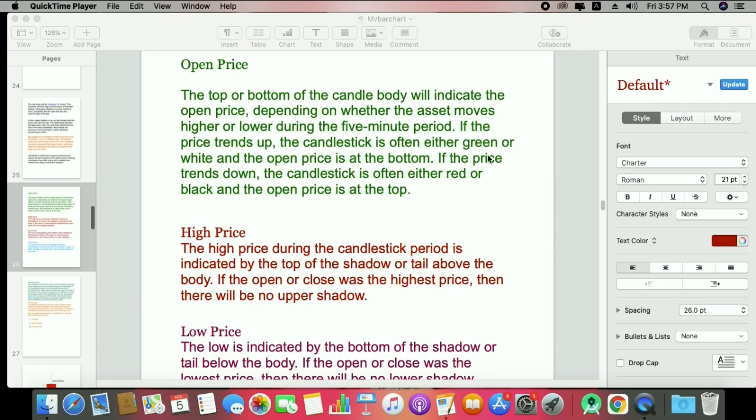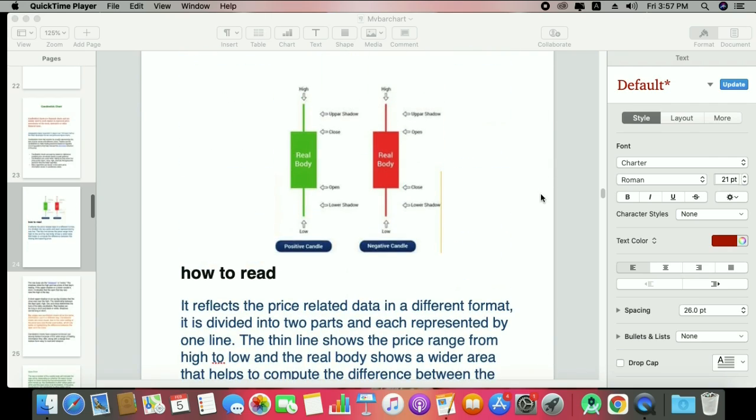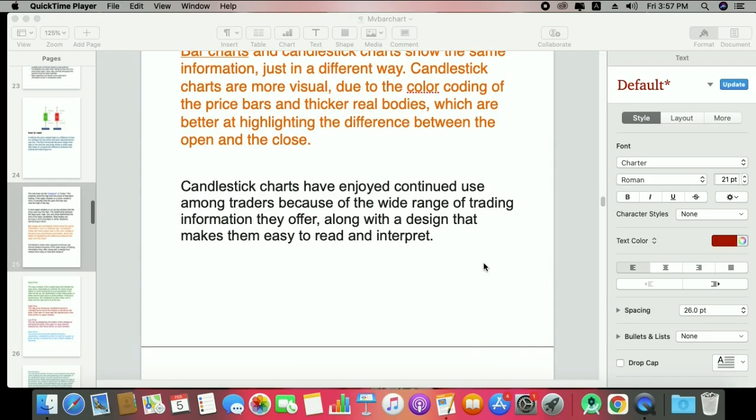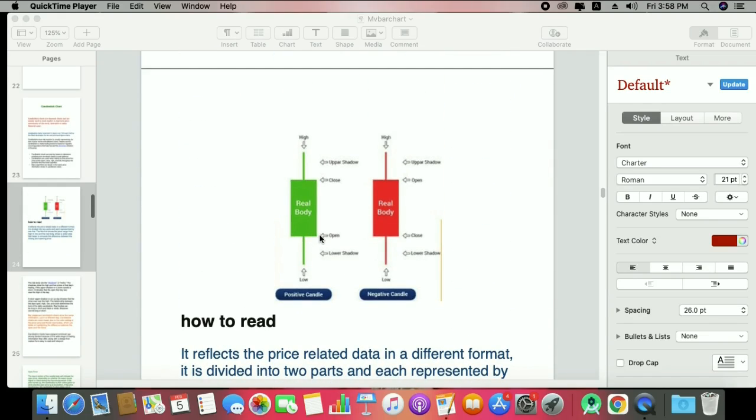If the price trends up, the candlestick is often either green or white and the open price is at the bottom. And if the price trends down, the candlestick is often either red or black. So if you see that, this is a real body. That means this is the low, this is open, this is close and the high. So this is all represented in green. Okay. So whenever you say this is your open, it starts from this real body.